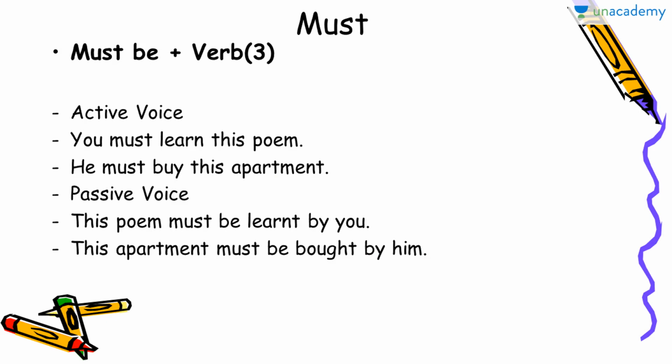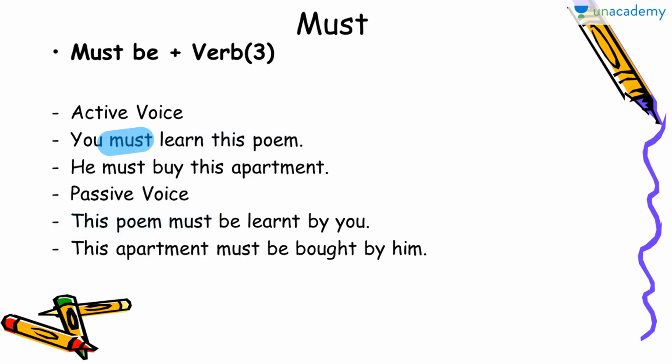Next we see we have the modal must. When we change it into passive, the sentence starts with the object followed by must, then be, and then the verb's third form. For example, in active voice, if we have you must learn this poem. So in passive voice, this poem, which is the object, will come at the start. Then must will come.